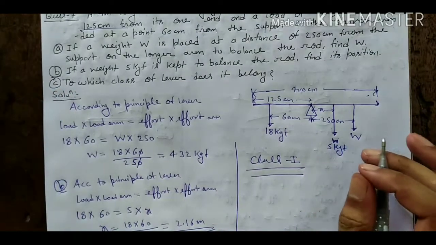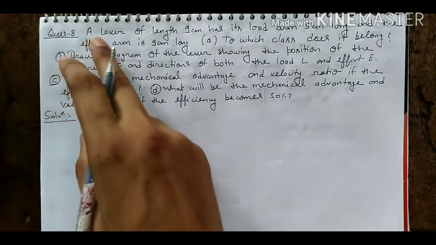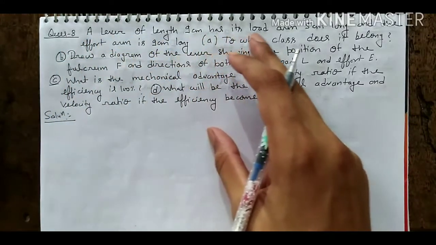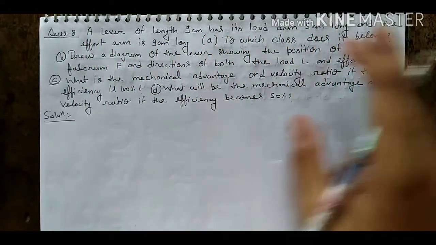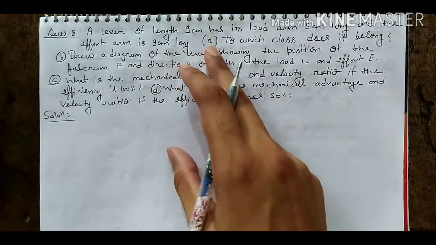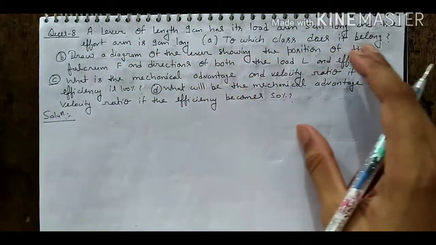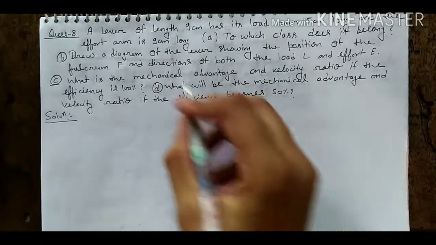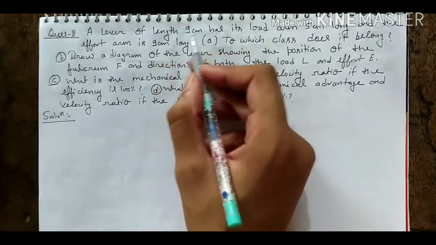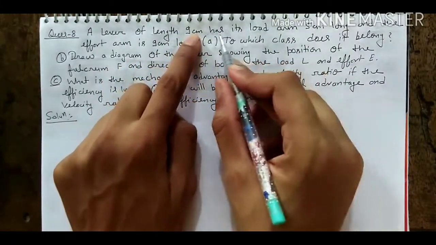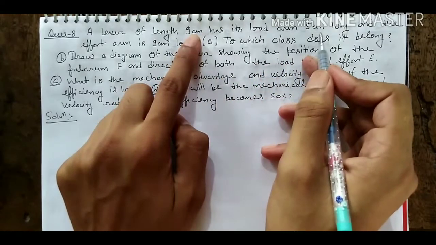The question is solved. Now question number 8. Question number 8: a lever of length 9 cm has its load arm 5 cm long and the effort arm is 9 cm long. To which class does it belong? Very simple question. Here a lever of length 9 cm and its load arm is 5 cm.